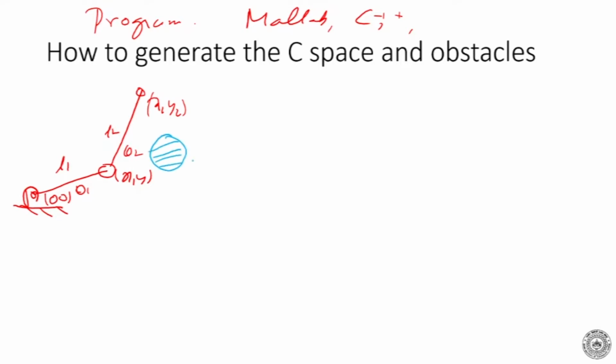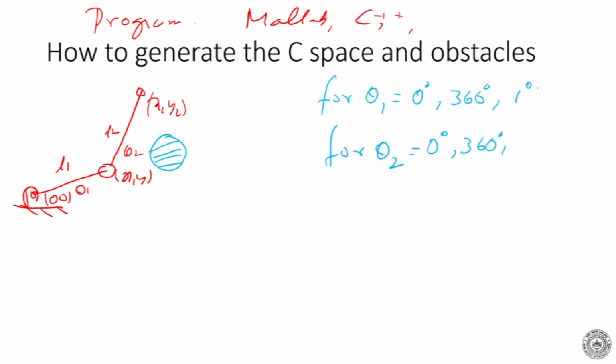So basically what we are doing is running two for loops. I have one for loop where theta 1 goes from 0 degrees to 360 degrees in intervals of 1 degree. And I have one more for loop where theta 2 goes from 0 degrees to 360 degrees, at intervals of 1 degree. So there are two for loops, and I compute x1, y1 from that equation. Then I compute x2, y2. I just explained how to get those values.